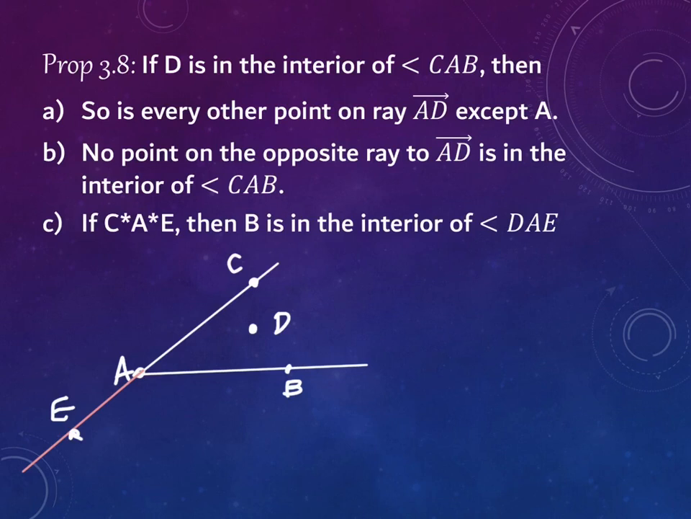So let me draw in DAE since it's not drawn right now. It's in that yellow. Can you guys see that well enough? Try to make it a little bit thicker. That's better. B will be in the interior of that particular angle.